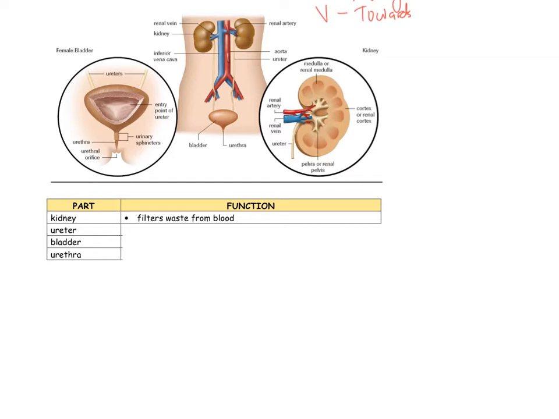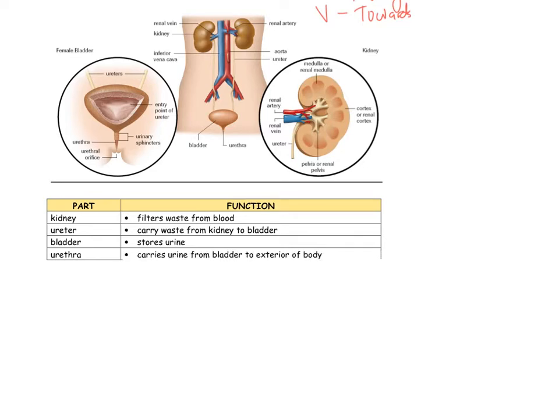The ureter, all the ureter is, is it leads that waste from the kidney to the bladder. Of course, the bladder is that muscular organ that stores our urine, and it has a thick muscular wall that allows for a bit of expansion. And then, of course, the urethra is that tube that carries urine from the bladder to the exterior of our body.